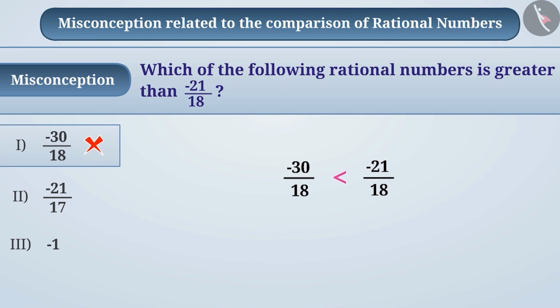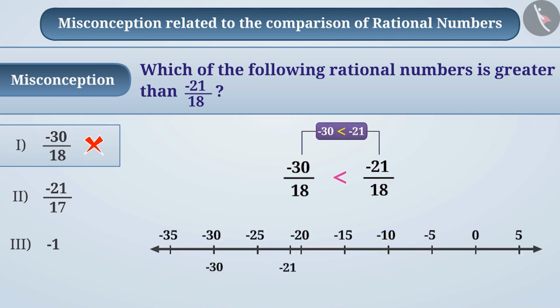Here, without the sign, the value 30 is greater than 21. When we add the sign to numbers, then we use the sign that is the opposite of the sign used in comparison. Therefore, we will write minus 30 is lesser than minus 21. On the number line also, since minus 30 is located to the left of minus 21, it is smaller.